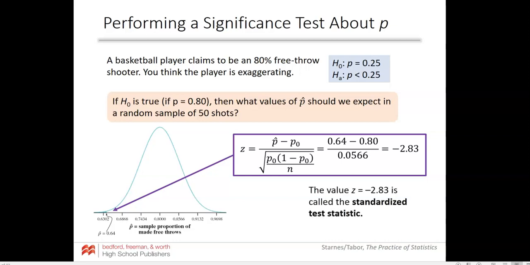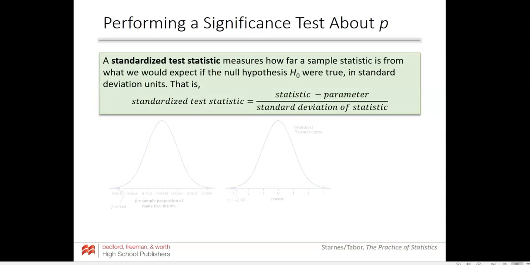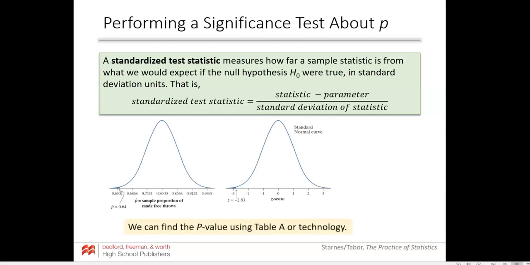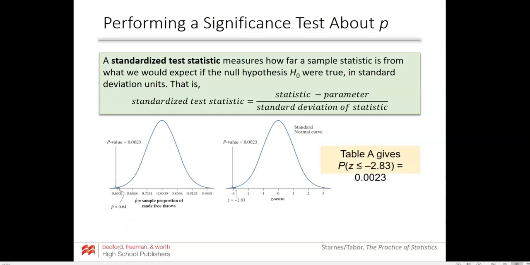That's a pretty unusual result, right? Negative 2.83 standard deviations below the mean. More than 2 standard deviations gets pretty unusual. So this is going to be a very small chance, a very small p-value. If you do the p-value here, we can use technology to get that.